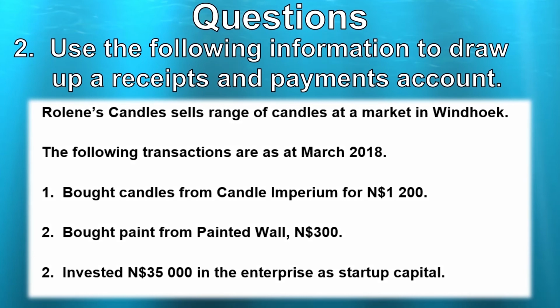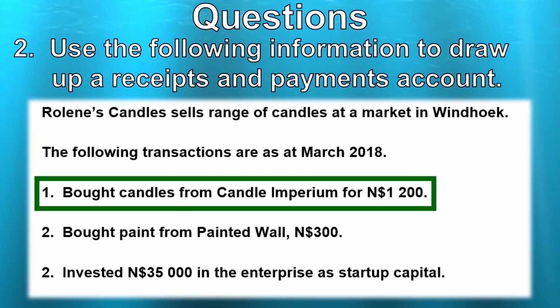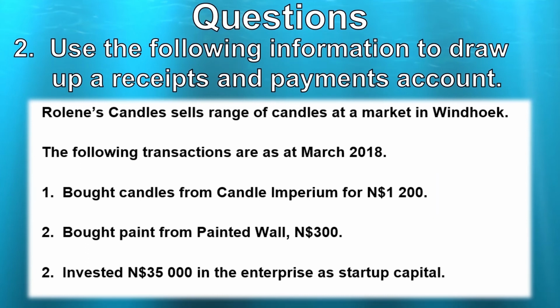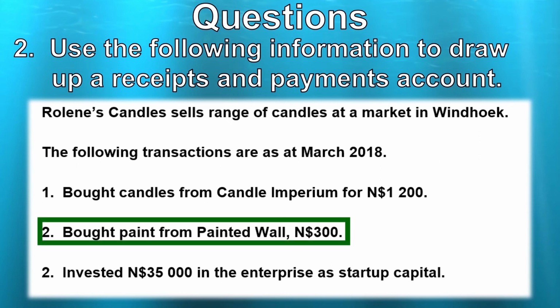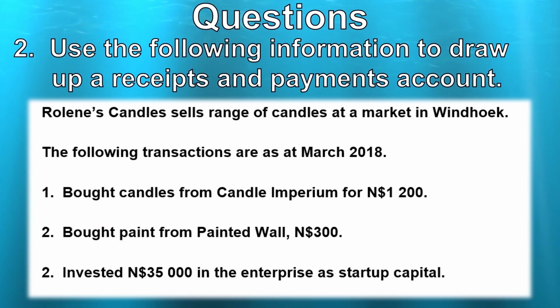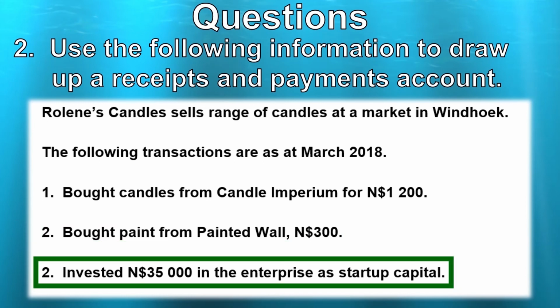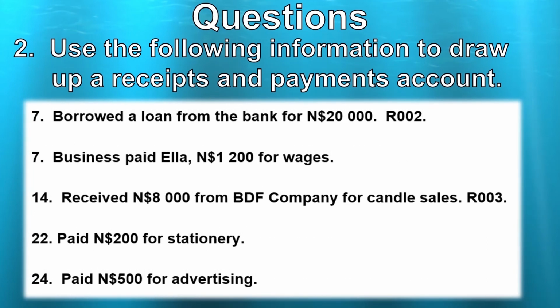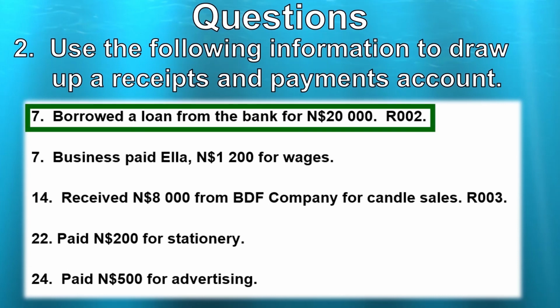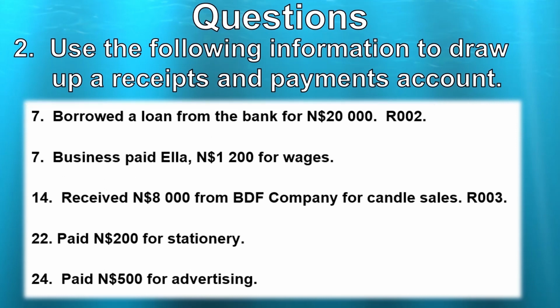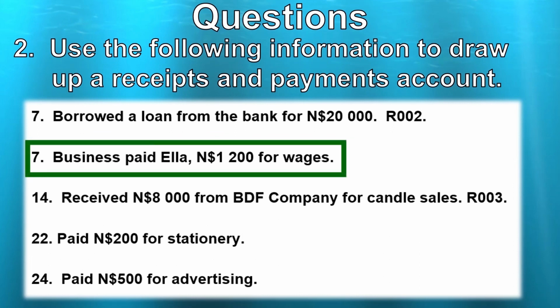On the 1st of March, bought candles from Candle Imperium for 1,200. On the 2nd of March, they bought paint from the painted wall for 300. On the 2nd again, they invested 35,000 in the enterprise as startup capital. On the 7th, the owner took out a loan from the bank for 20,000 and they issued a receipt of 002. On the 7th, the business paid Ella 1,200 in wages.